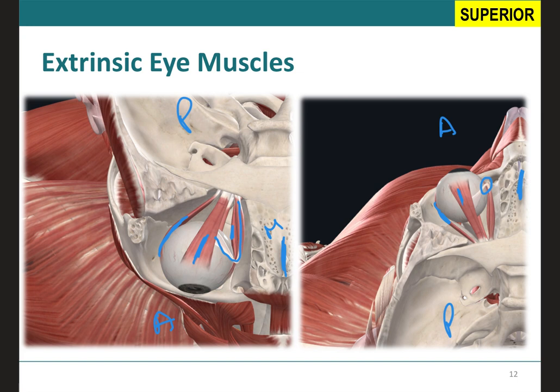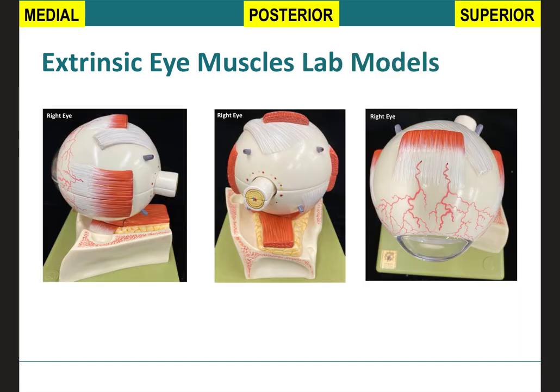So when the muscle contracts, it will serve as a pulley to hold the muscle in place. And again, this tendon is called the trochlea. These are the models that you will see in the lab portion. The first thing that you need to know is that you need to search for the oblique muscle.